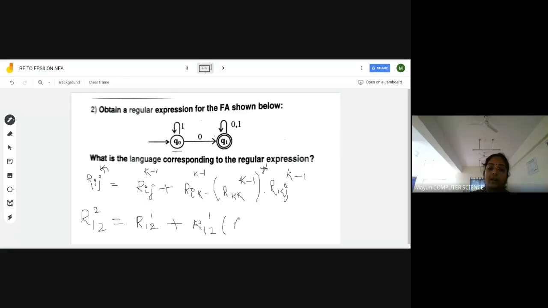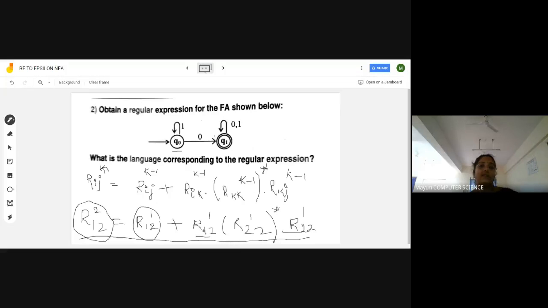Next, R_kk. What is that? R_22^(k-1) is 1, the whole power star. Then R_kj. What is k? 2. j is 2. And then R_22^1. So this formula is very, very important. First, identify the term. Apply the ijk values in the given formula. Now, individually, you have to calculate each.